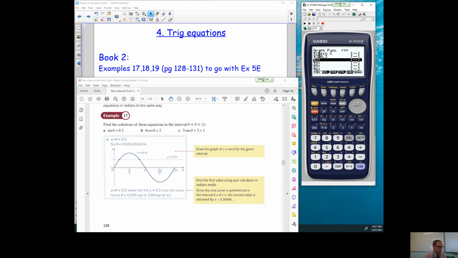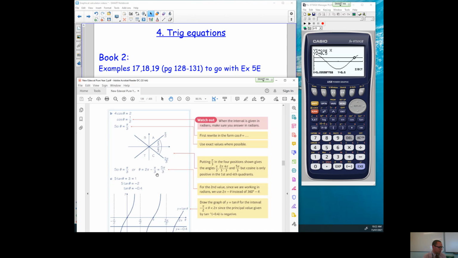For part B, this time we've got 4 cos theta equals 2. There are some different options for this. You could do 4 cos x and then 2, or you could just divide by 4 to get cos theta equals a half. It's going to be a little bit easier if we do that. So let's go cos x and then 0.5, and then draw. This should already be between 0 and 2 pi, so our domain looks good. Let's check we get the same answer. G-Solve, intersect, so 1.05 and 5.24.